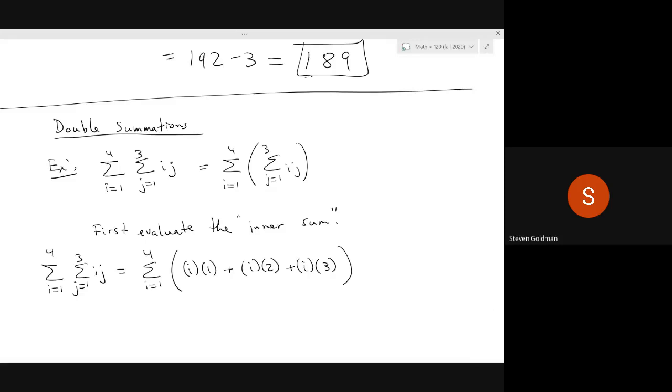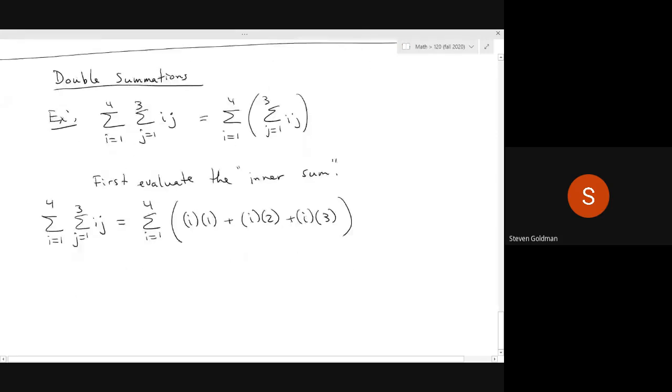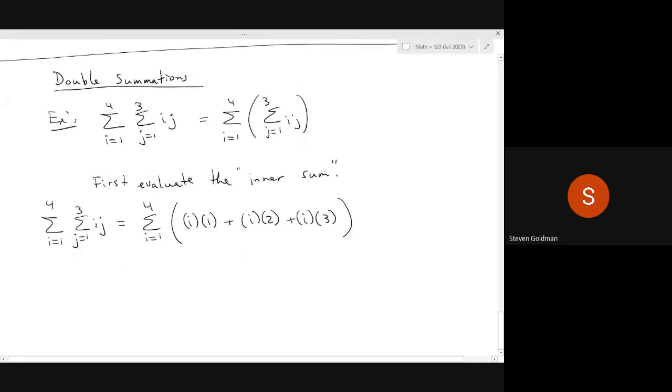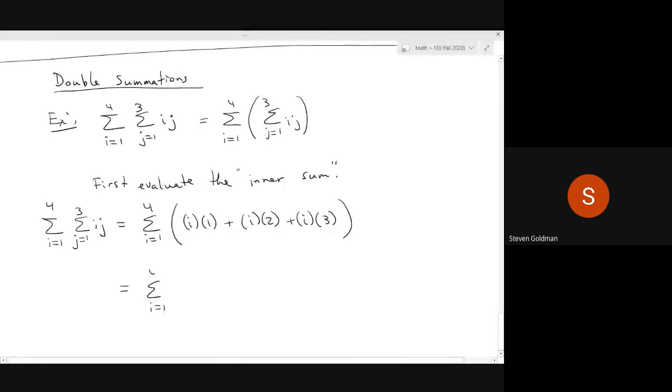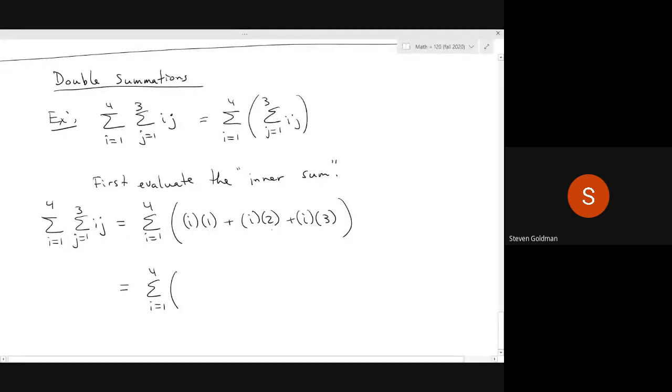Okay, and I go from j equals 1 up to j equals 3. And I stop with the first sum. Okay, so that's going to be the first sum. Let's simplify that first sum by adding up all of those terms. So this is going to be the sum from i equals 1 to 4 of 1i plus 2i plus 3i, which altogether is 6i. Okay, so I'll even get rid of the parentheses. I don't need them anymore. I'll just write it as 6i.